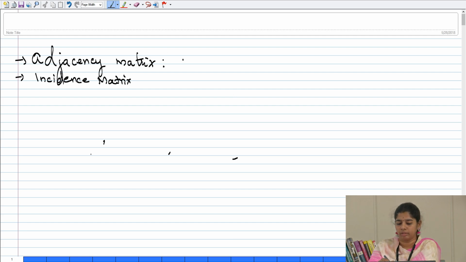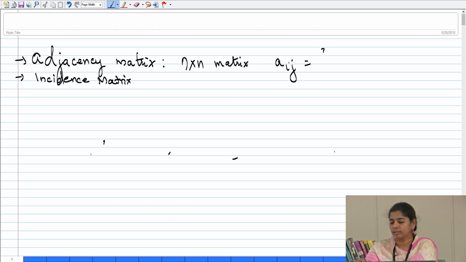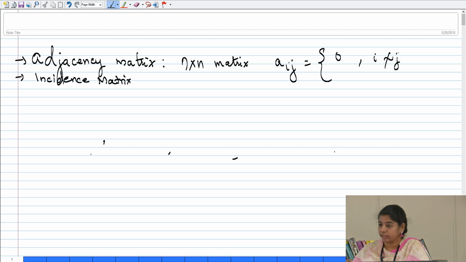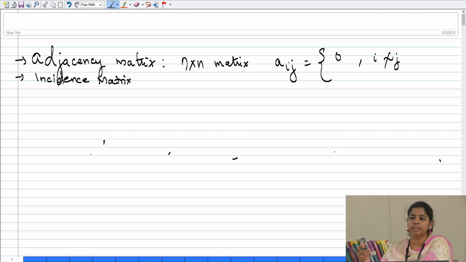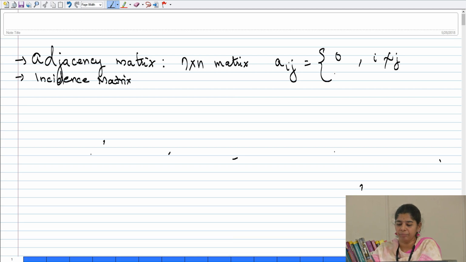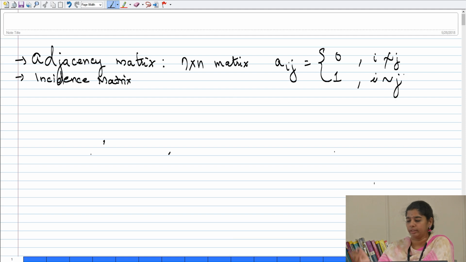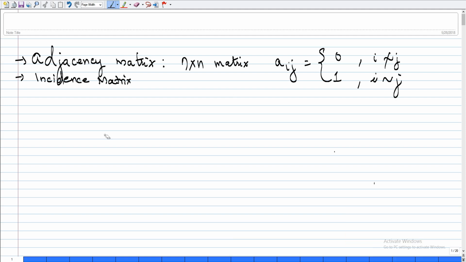So, it is an n by n matrix such that we write every entry as 0 if i is not adjacent to j. So, this is the notation that I will use for adjacency. Okay. Or we also have seen (i, j) does not belong to the edge set, as a tuple. We can also look at it that way. And 1 if i is adjacent to j. So, this is the usual matrix that you know.